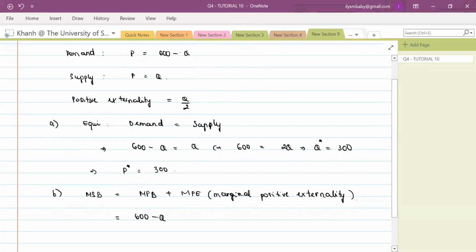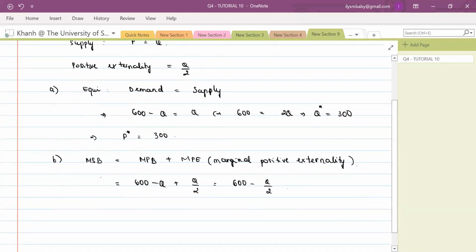Okay, so this side is marginal private benefit. For every unit of education, we know that the price is how much they are willing to pay per unit, and that would just be equal to their marginal benefit. In this case, it's the private benefits because it doesn't take into account the positive externality. So we add the marginal positive externality, which is Q/2, that is given to us. And so I get 600 minus Q/2. All right, so that is part B.